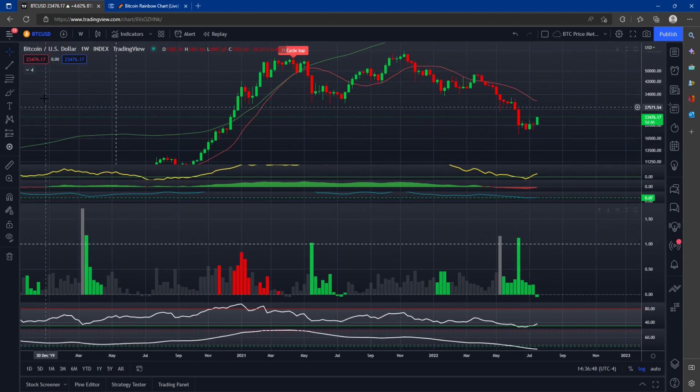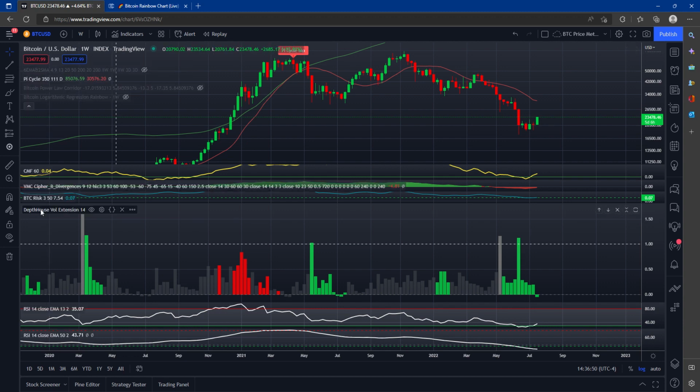This one's a pretty cool one. This one is the Depth House volume extension. I think Depth House is a company. I'm not affiliated with them in any way. They don't even know who I am. But it's just interesting. I was looking for a capitulation indicator, and this one seems to do a pretty good job. This is just the default settings, although I changed the colors around a little bit.